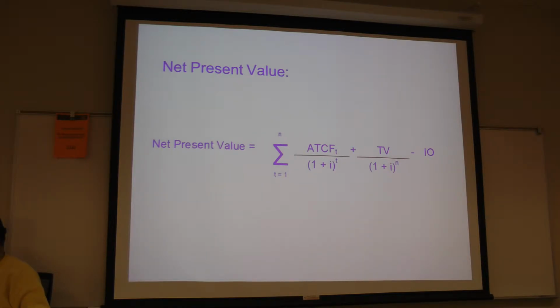ATCF is after-tax cash flow. TV is terminal value. IO is initial outlay. I is the interest rate that you're going to use in this analysis. T is the time in years. And N is the final year of the project.